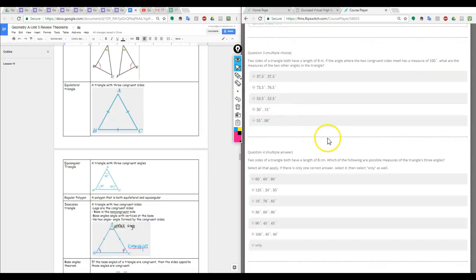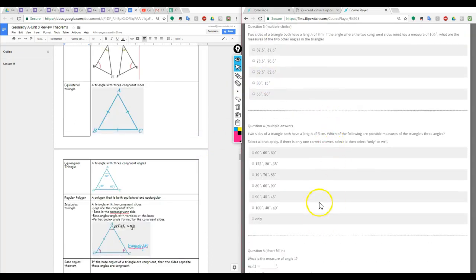Okay, so question 4. Two sides of a triangle both have length 6 centimeters. Which of the following measures are possible measures of the triangle's 3 angles? Okay, you might be thinking, what do side lengths have to do with angle measures?